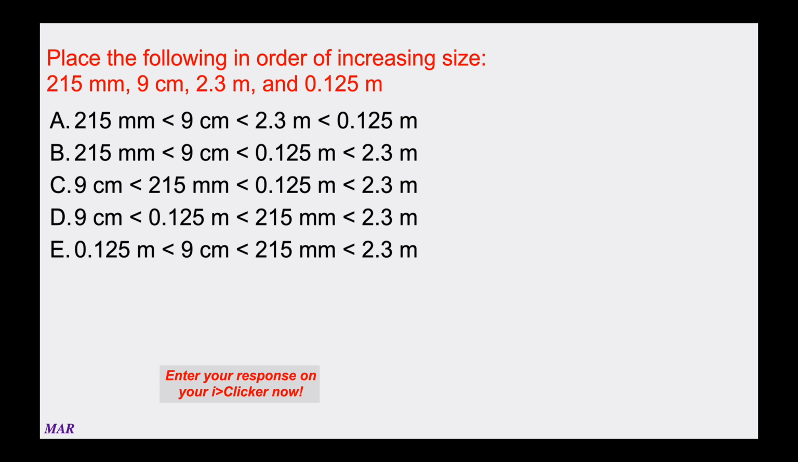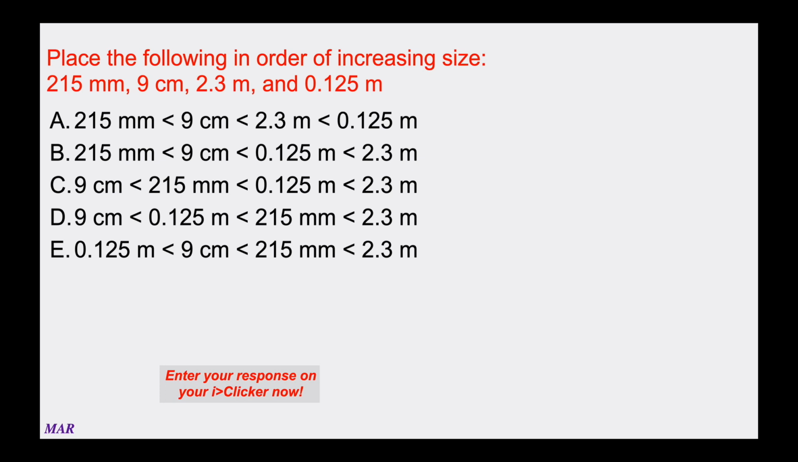Now, there's a whole bunch of different ways to solve this problem. I would probably convert things to meters. You already have 2 meter values. So if you can convert 215 millimeters to meters and 9 centimeters to meters, that would be, I think, the less work. Of course, you have to know about the metric prefixes.